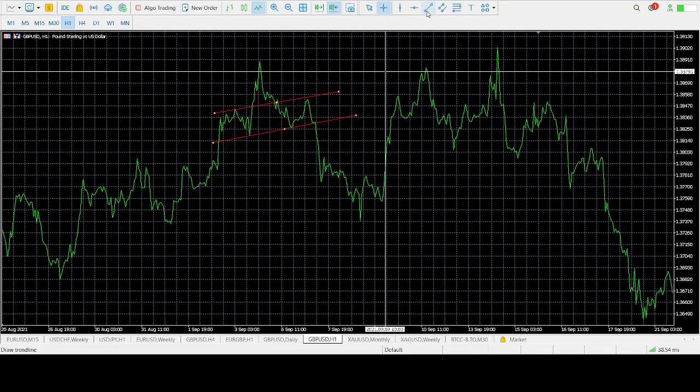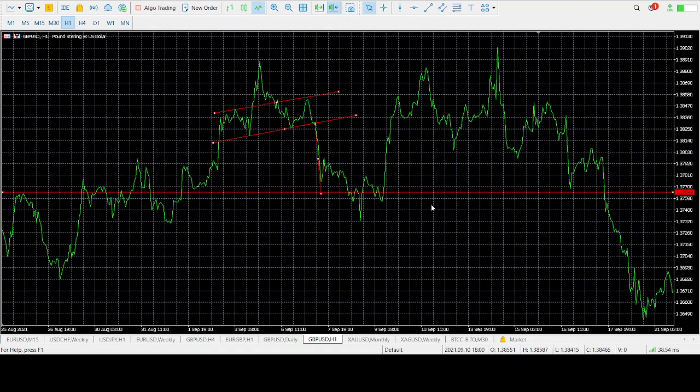For the profit target, we would measure the distance of the top of the head to the neckline, and we would copy it here. So this would be our take profit target. And as we see it here, it played out well. So if we were in this position, we would get a significant win here.